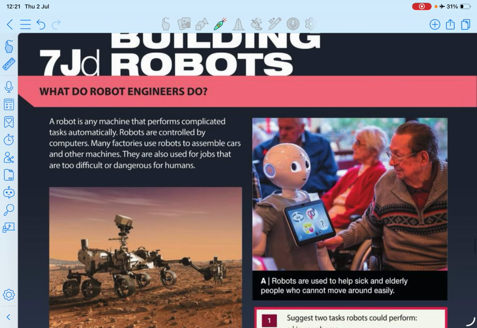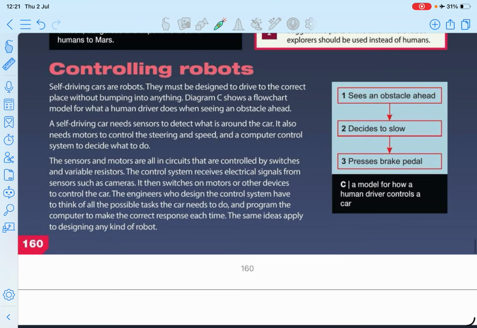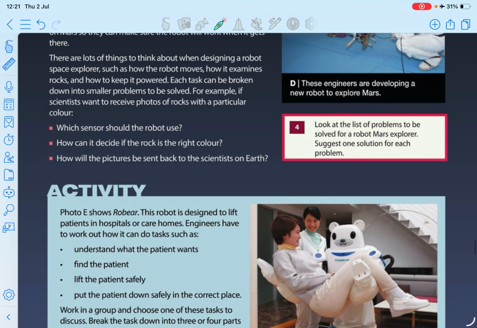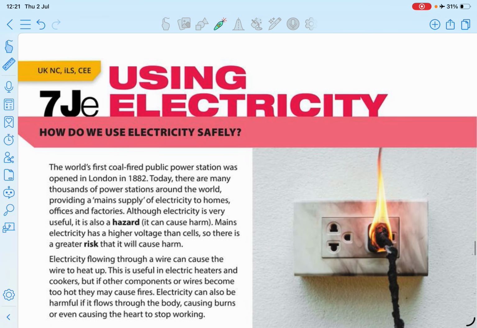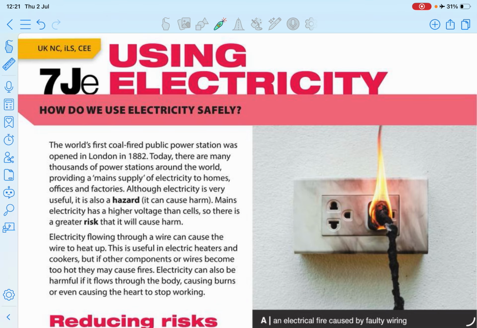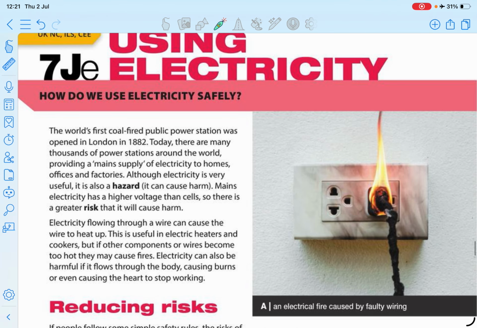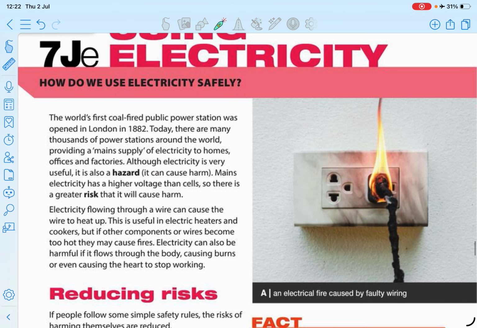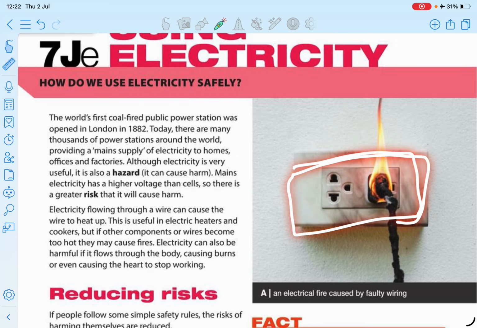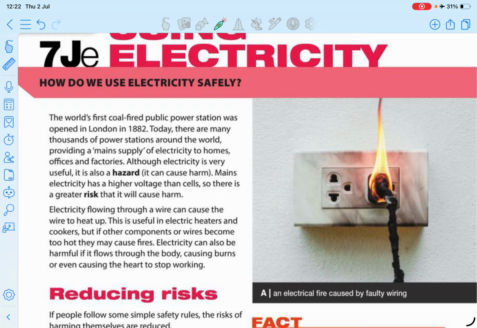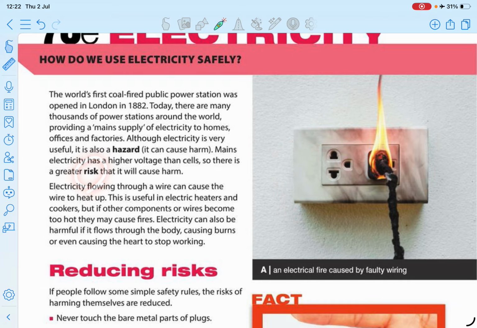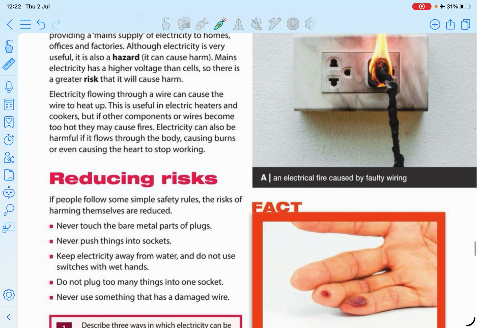And building robots, you can read this lesson, that's the easiest one. And careers in robotics, the next one, using electricity. You need to know electricity may cause hazards. If you need to work with electricity, if you need to take the advantage, it is like a knife. You need to be very careful, because there is a great risk you may die if it is an electrical shock.